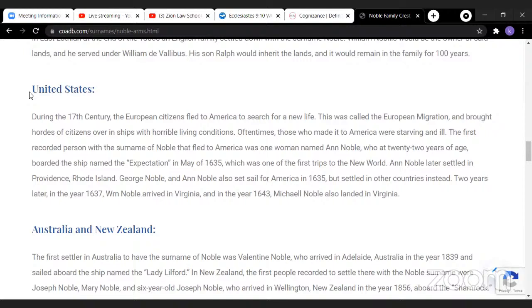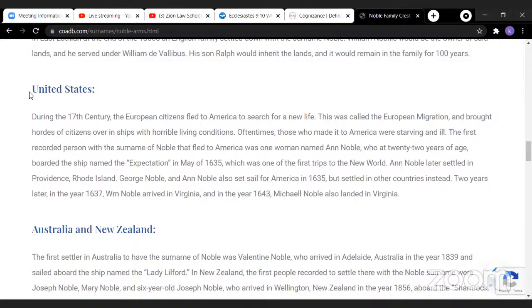The first reported person with the surname of Noble that fled to America was one woman named Anna Noble, who at 22 years of age boarded a ship named the Expectation in May of 1635, which was one of the first ships to the New World. Anne Noble later settled in the province Rhode Island.